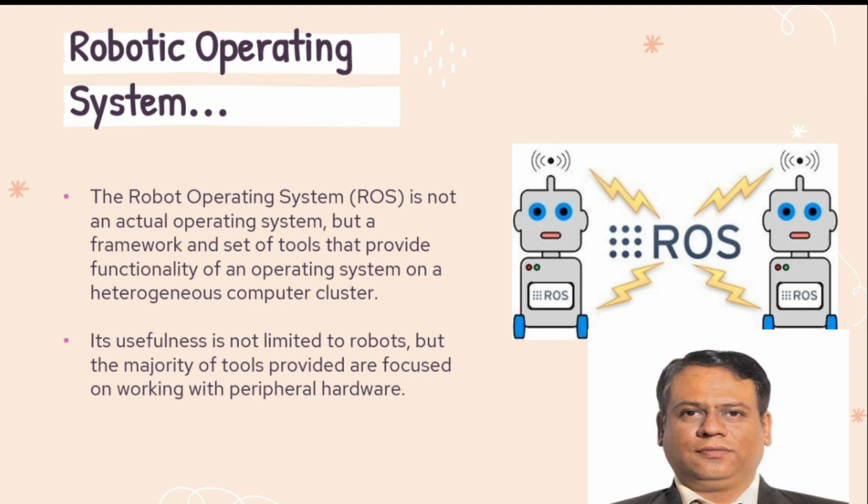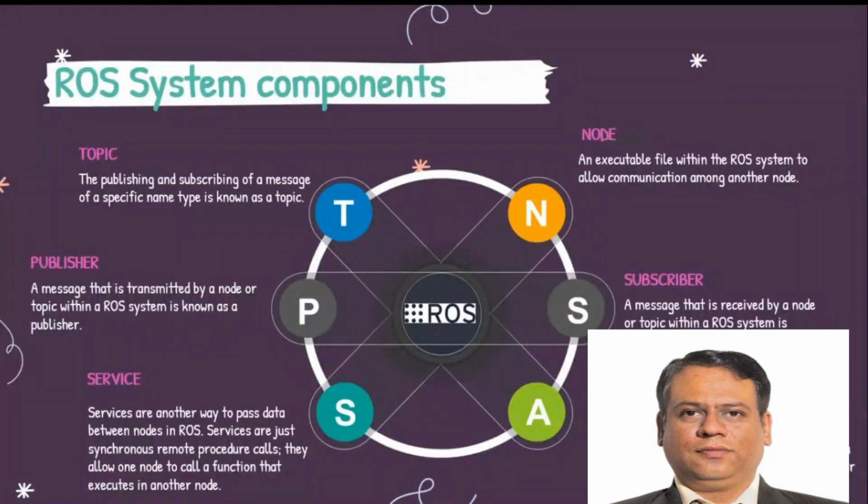Okay, so here in this picture we have two robots, right? The communication between the two robots can take place via ROS communication. Both devices are already working on ROS, so with the help of ROS communication, both devices are able to communicate. Okay, that is about the Robotic Operating System.